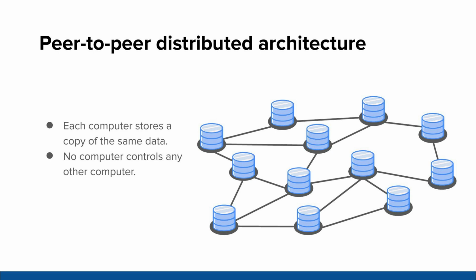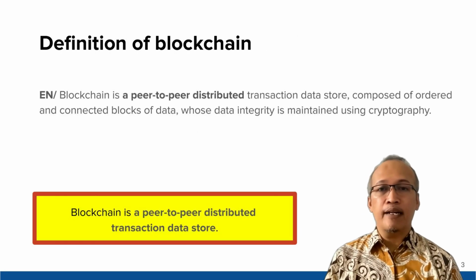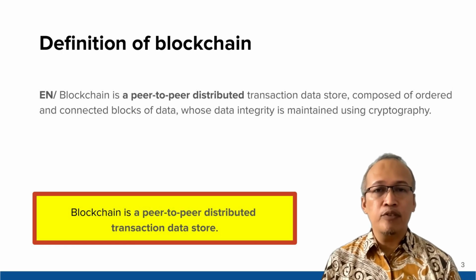So instead of one big server, imagine a network of hundreds or thousands of computers, all holding the same information, all working together without any single point of control. Cool, right? But why does this matter? Let's see. So putting it all together, blockchain is a peer-to-peer distributed transaction data store.